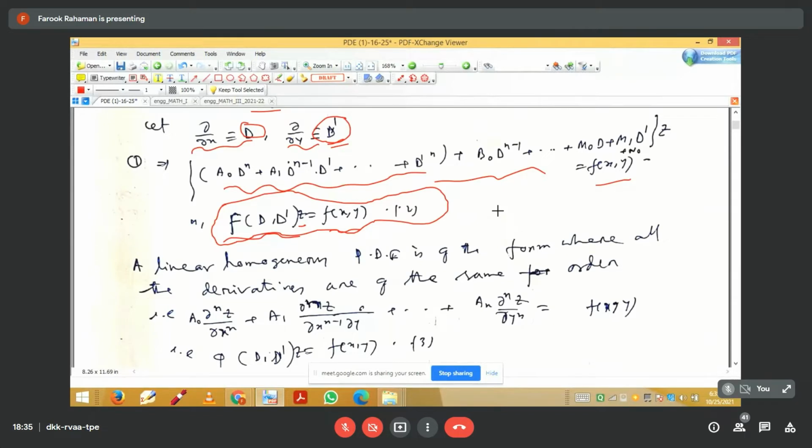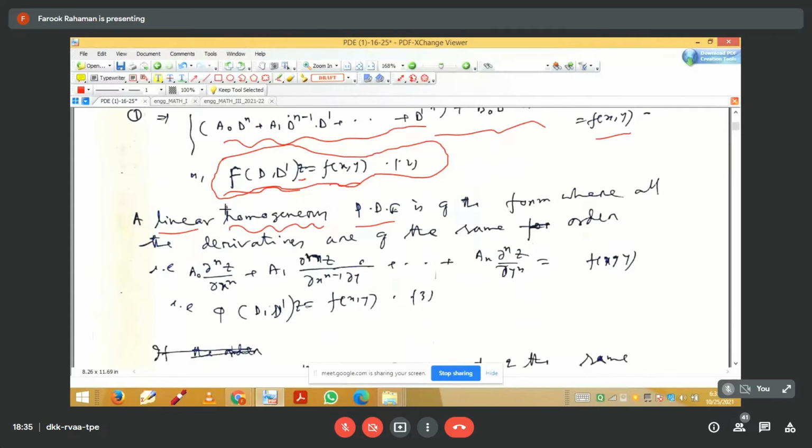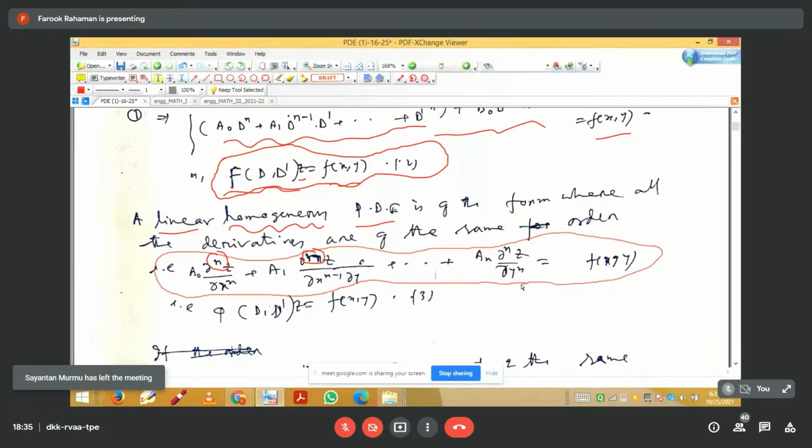Okay. Now we use the term homogeneous. A partial differential equation is called a linear homogeneous partial differential equation if all the terms are of the same order, and no other order exists. You can see that no other order is present in this differential equation, so it is called a homogeneous partial differential equation.